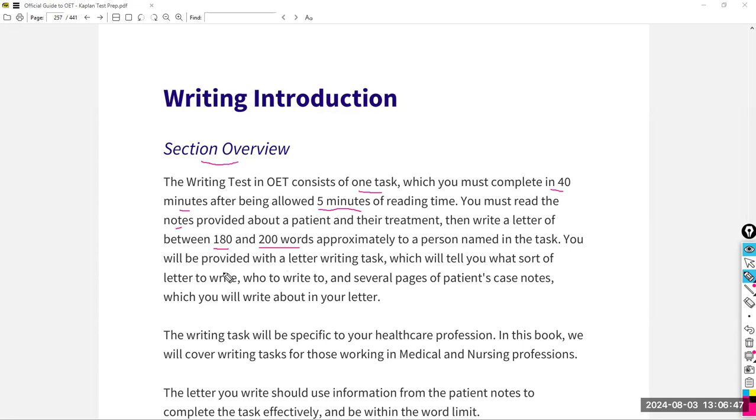So you will be provided with a letter writing task. This is number one, which will tell you what sort of letter to write, who to write to, and several pages about the patient's case notes, which you will write about in your letter. So the writing task will be specific to your healthcare profession. In this book now, we will cover the writing tasks for those working in medical and nursing professions.